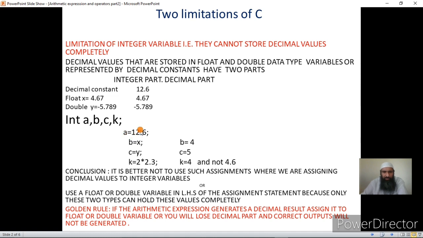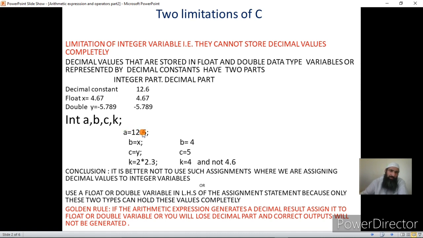What happens? The compiler drops the decimal part and only assigns the integral part to a. But it will not show you an error. I have shown you in the previous lecture on arithmetic operators and expressions that if we try to do something like this in the compiler, it will not give you an error, but it will drop the 0.6 part and only assign the 12 to a.